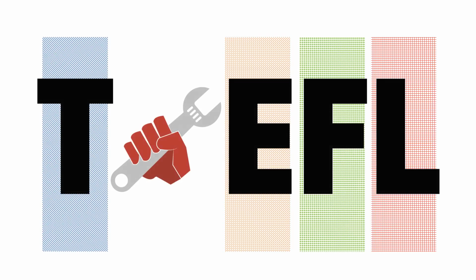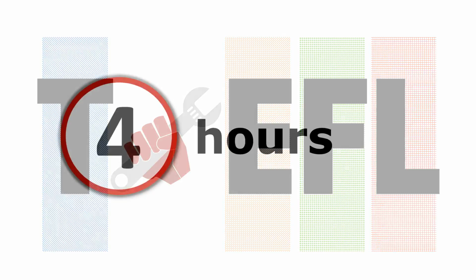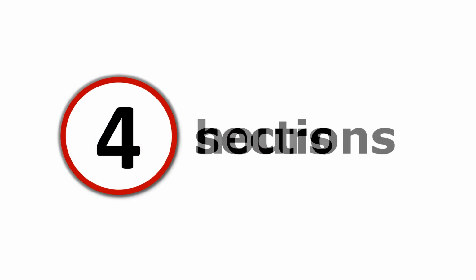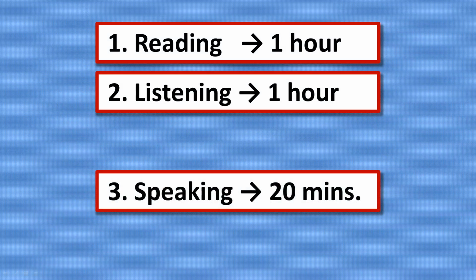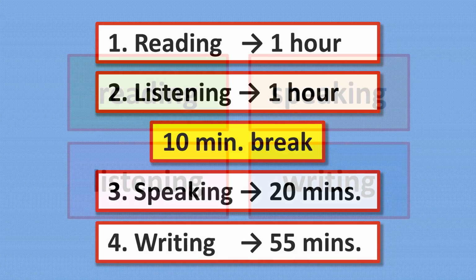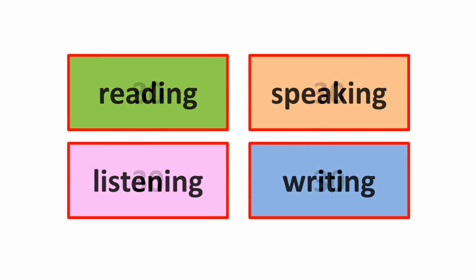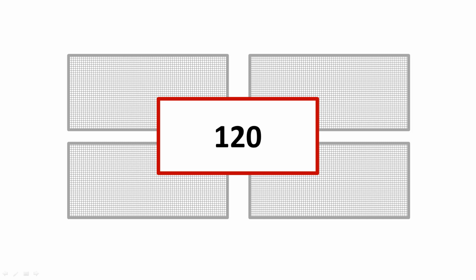Next, let's talk about TOEFL's design. The TOEFL test is approximately 4 hours long. It has 4 test sections. Section 1 is reading. Section 2 is listening. Section 3 is speaking. Section 4 is writing. Between the listening and speaking sections, there is a 10-minute break. Each of the 4 test sections is worth 30 points for a total of 120 points.